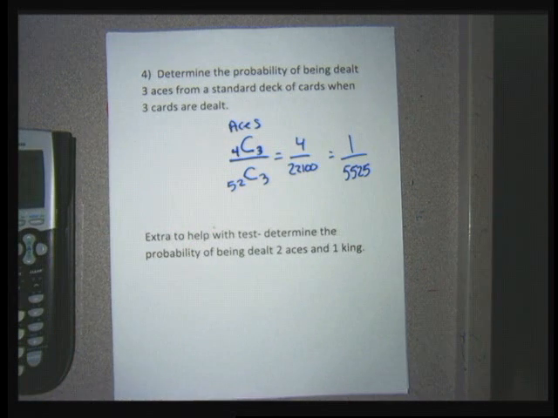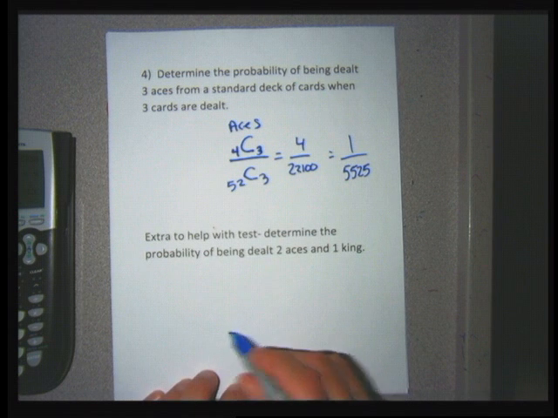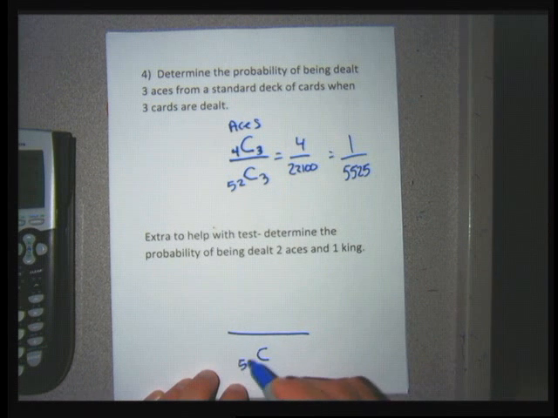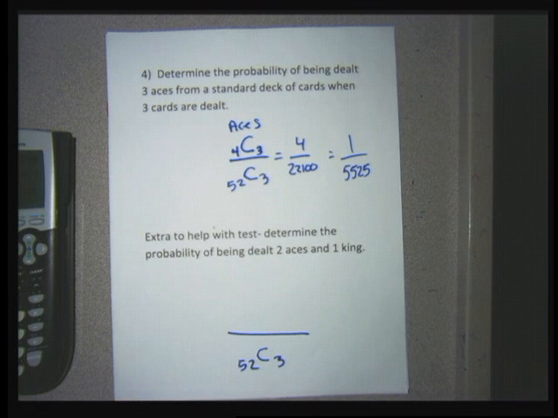So I made an extra problem to help when you do the take-home test. You notice my work didn't have a 5 in it anywhere. A lot of times when you're being dealt cards, you're being dealt 5 cards, but in this case I'm being dealt 3 cards, so 5 wasn't appropriate. So to extend this problem, regardless of what combination of cards I want, the denominator is going to be 52 choose 3 because I could get any 3 of the 52 cards.